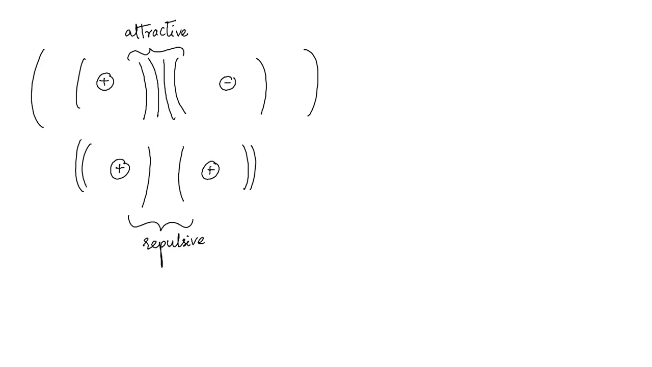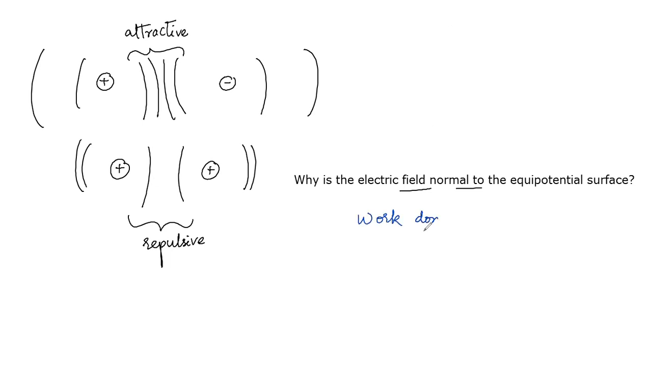So for an isolated charge, the surface is spherical, and the electric field is perpendicular to the tangent. For a uniform field, it is going to be planar. So what is the inference of this? The inference is that work done on an equipotential surface is always equal to 0. Is that clear? Work done on an equipotential surface is always 0. Are you hearing me, children?